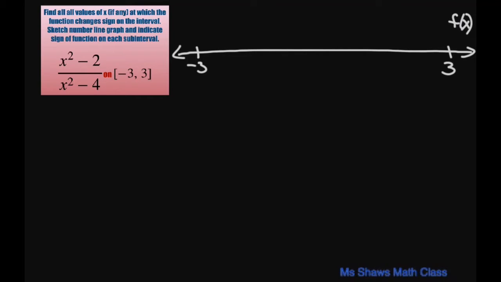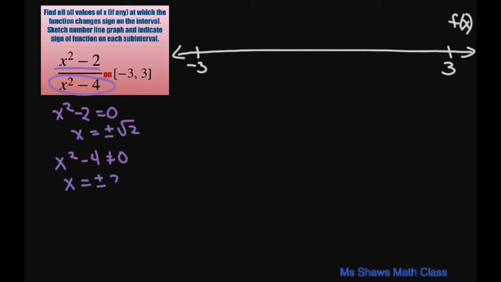All right, and then if you look at your numerator and set that to 0, you're going to get x equals plus or minus square root of 2. And we set the denominator equal to 0, and that's where it's undefined. So x squared minus 4 cannot be 0. So basically, you have to find where it's undefined as well. So x is going to equal plus or minus 2. Maybe I just should change this to equal. But that's where it's undefined. And this is where it crosses the x-axis.